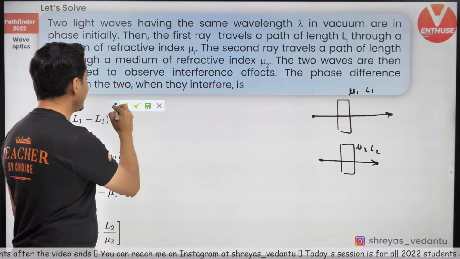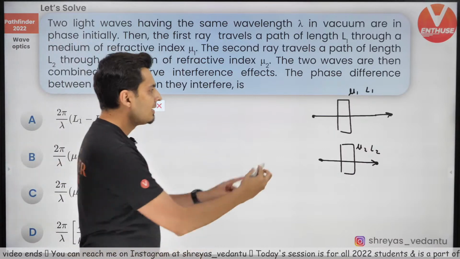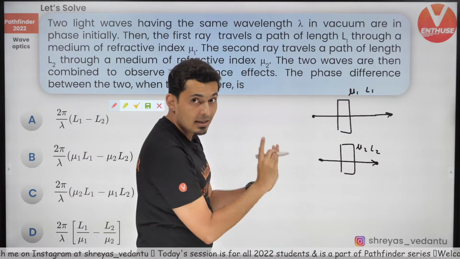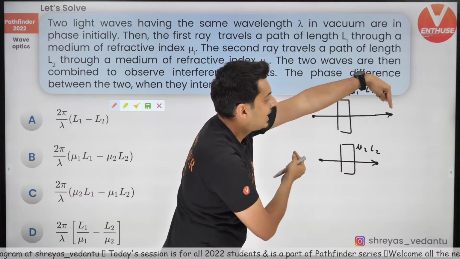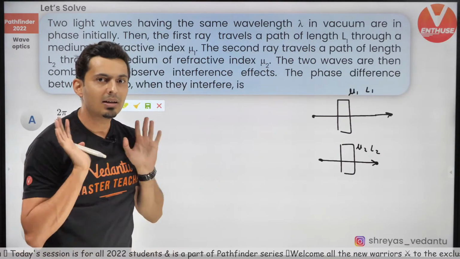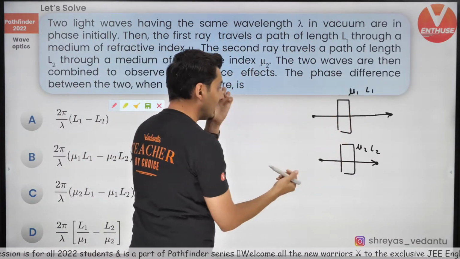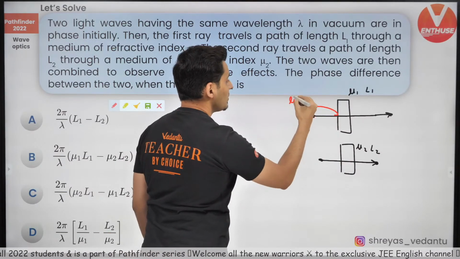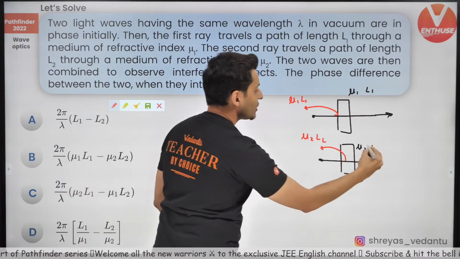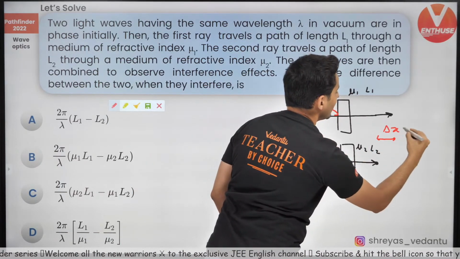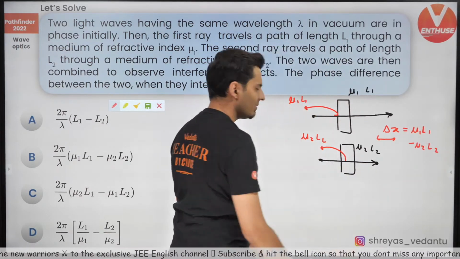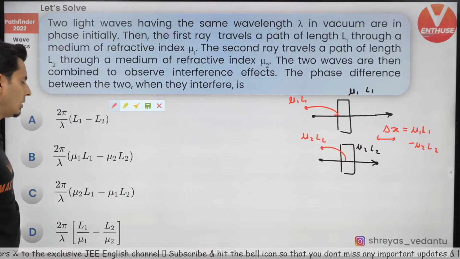How to get that path difference? Here is a simple hint. Find the equivalent length here, find the equivalent length here. Find the equivalent lengths for both these scenarios and just subtract them. That will give you the path difference when they finally come out. Understood? So what is the equivalent path length over here? The equivalent path length is mu1 L1. Equivalent path length over here will be mu2 L2. So the path difference will be mu1 L1 minus mu2 L2. Whichever is bigger, just take the mod value.